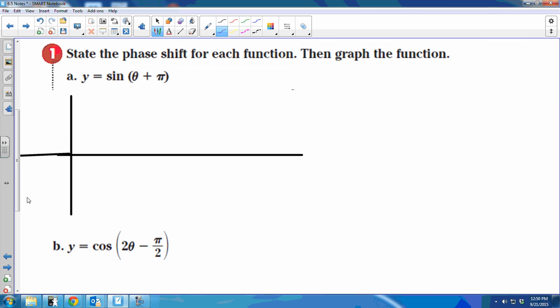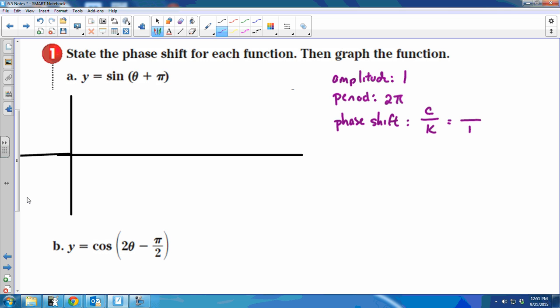If you're looking at this first example, what's the amplitude? I'm going to talk about these things too so you don't forget all this stuff. 1. And what is the period? What's K? What's the number in front of theta? 1. So it's 2 pi divided by K, so it's 2 pi divided by 1. Is there a vertical shift? No. So if we're going to find the phase shift, then it's C divided by K. We already know K is 1, right?